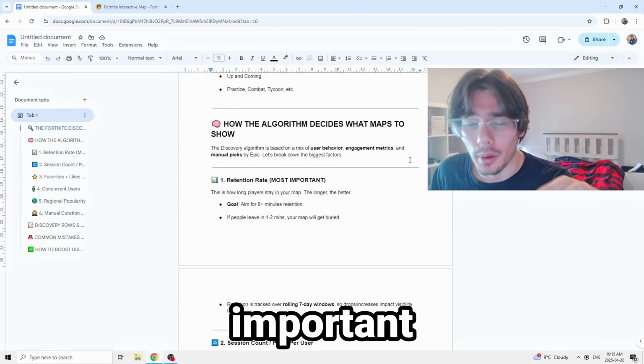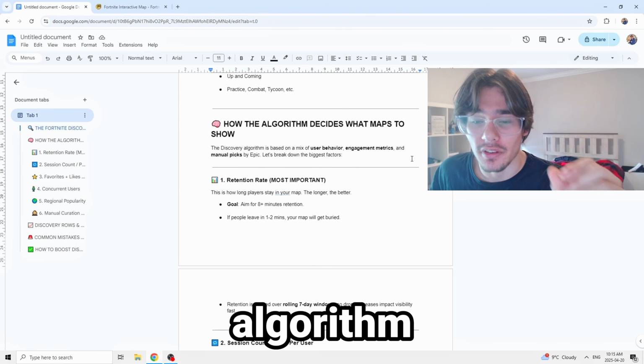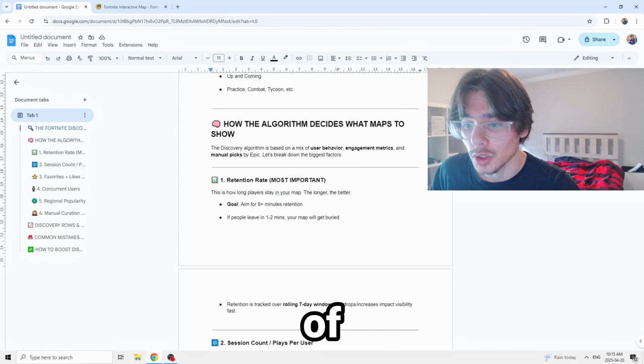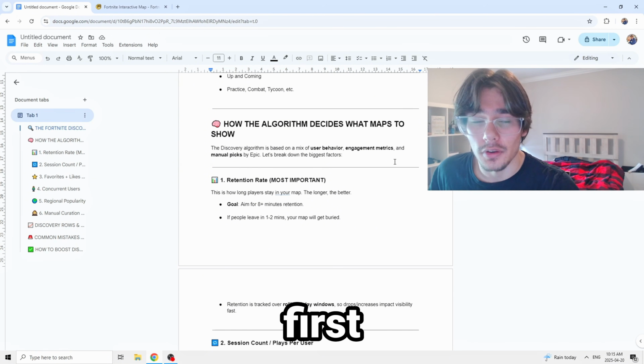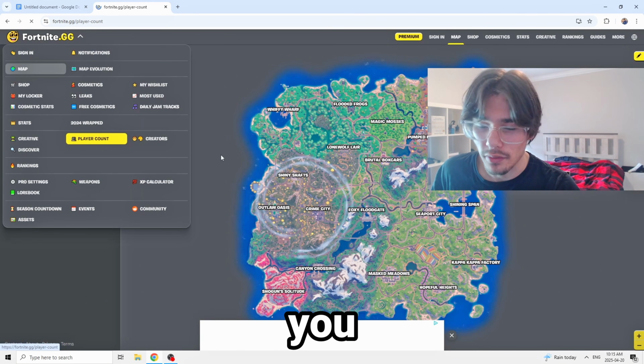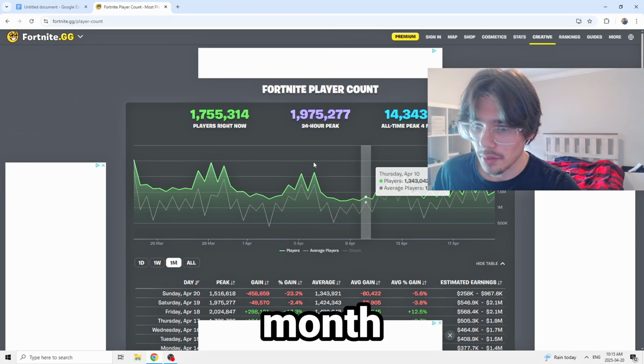Now for the second section, listen up. This is one of the most important parts for your Fortnite maps. This is how the algorithm decides what maps to show. The Fortnite map discovery algorithm system is based on a mix of user behavior and engagement metrics. The first important one is retention. Obviously the most important, which is this graph right here. Look at the player count, you can see the retention of the players. Look at the last month, this is the retention.